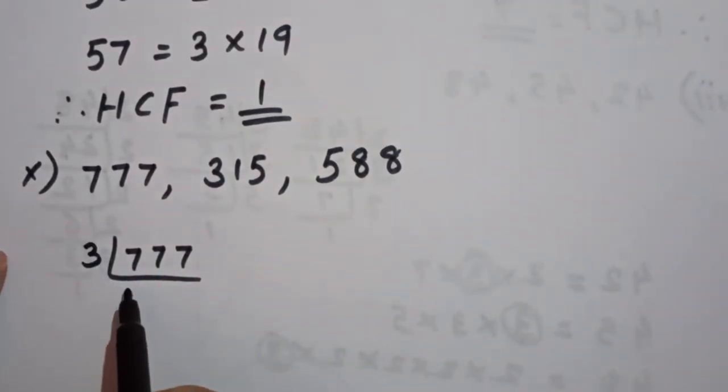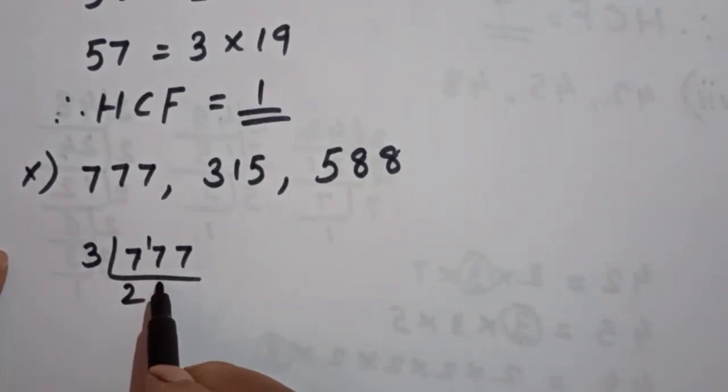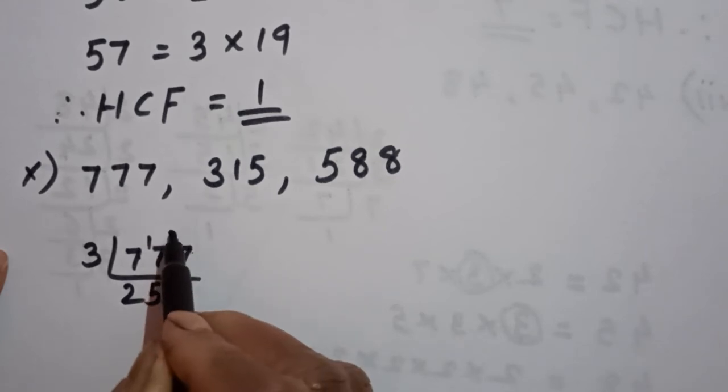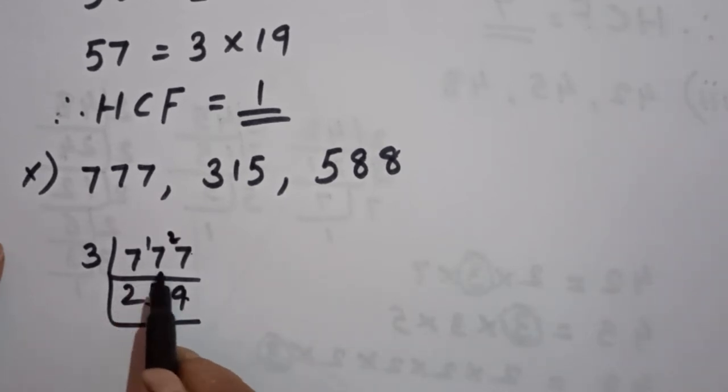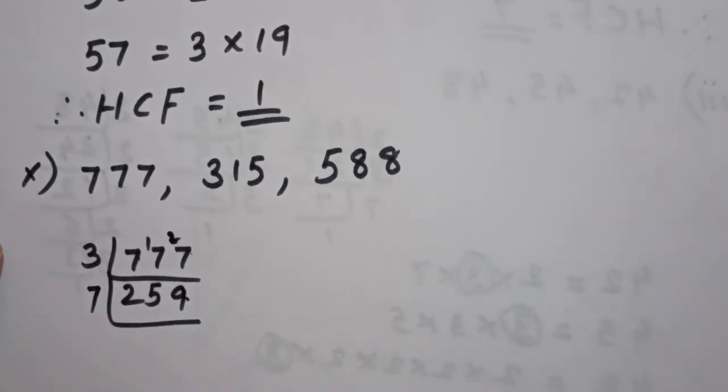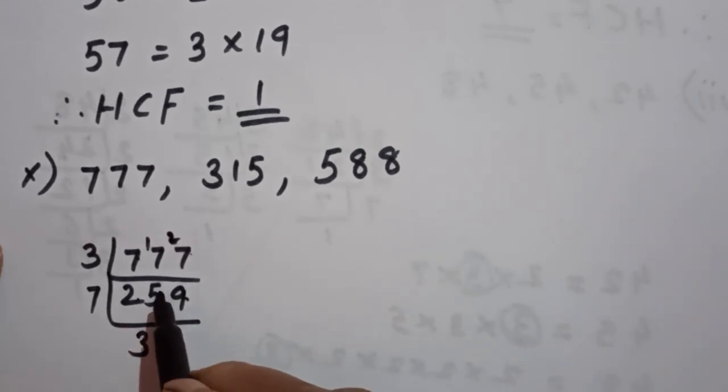So I'm doing here 3 2s are 6, 1 remains, it becomes 17. 3 5s are 15, 2 remains, 27. 3 9s are 27. Now again add these digits: 5, 9 plus 5, 14, 14 plus 2, 16. Not divisible by 2. But here it was divisible by 7 because all the digits are 7. So we can try 7 directly. 7 3s are 21, after removing 21 we get 4, 7 7s are 49.